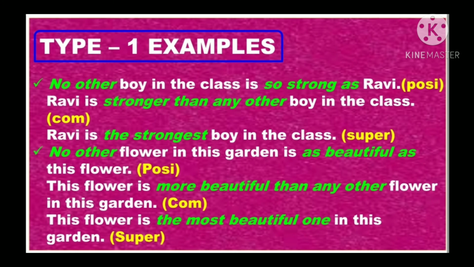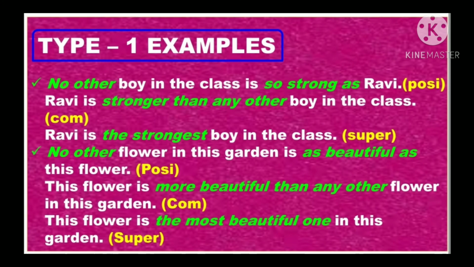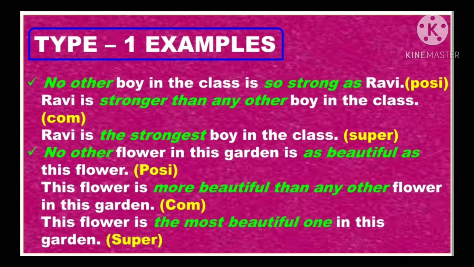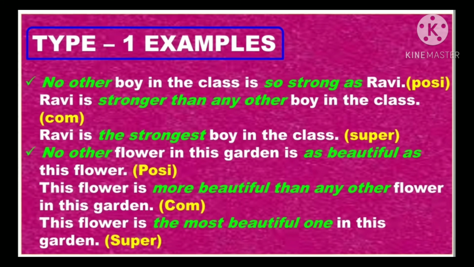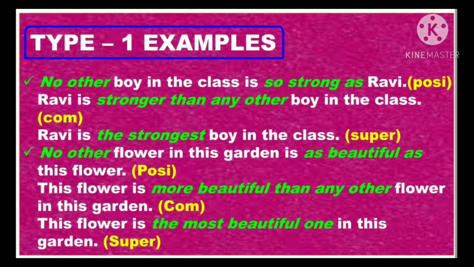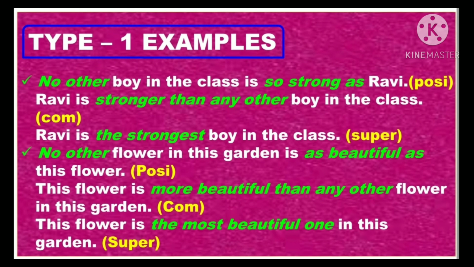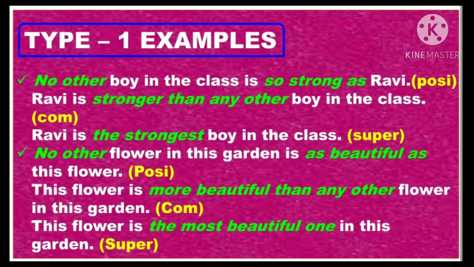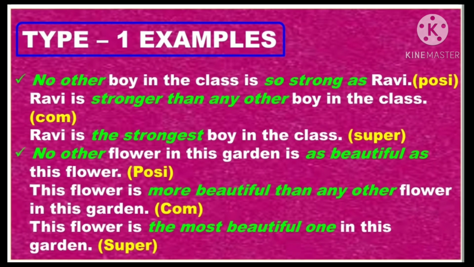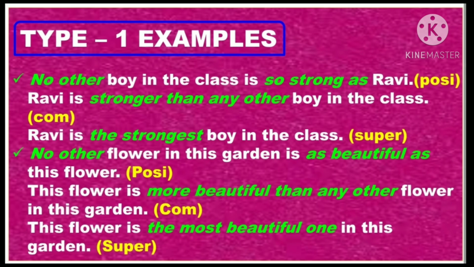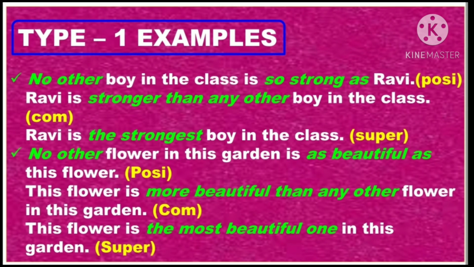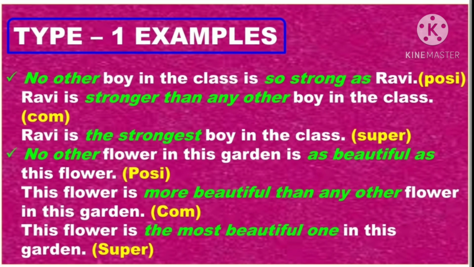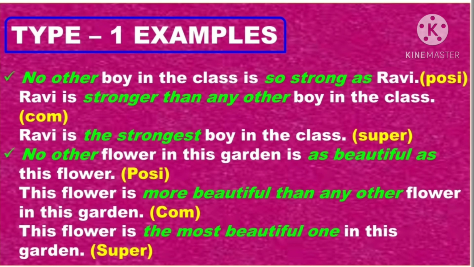Got it? So look at the example. Ravi is the strongest boy in the class. Got it? Okay, look at the second sentence. No other flower in this garden is as beautiful as this flower. That is in the positive degree. So when it goes to comparative, this flower is more beautiful than any other flower in this garden. So this sentence is in the comparative. So when it goes to superlative, this is changed as this flower is the most beautiful one in this garden.